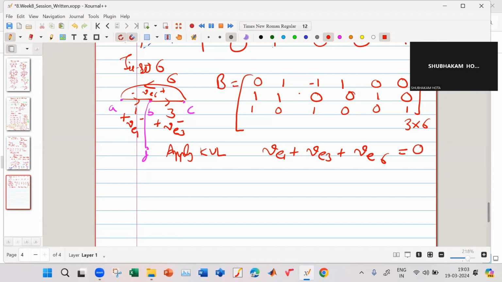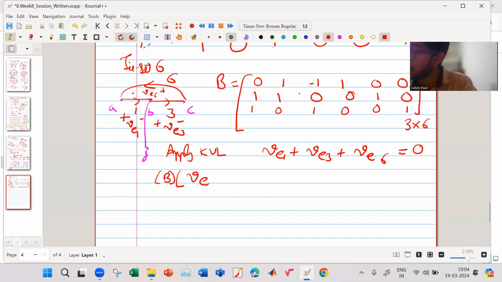For which loop? I said 5, but I said 6. Sir, tie set 6, that is basic, V6. Okay. So what do you get? This B matrix is for what? You have the B matrix here, you have the voltages here, and this is equal to 0.